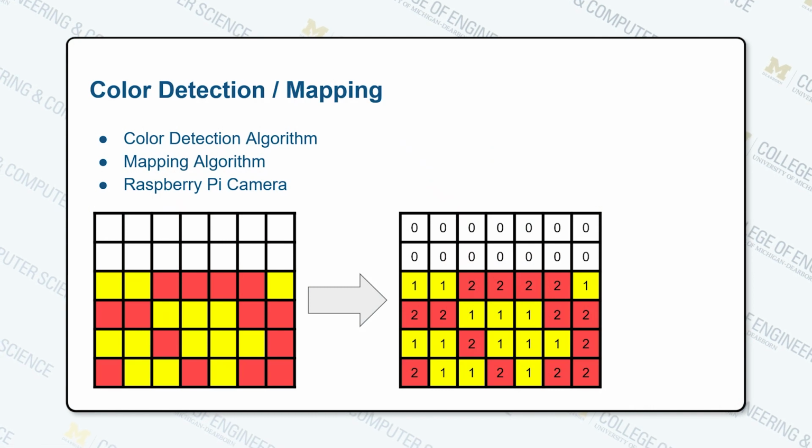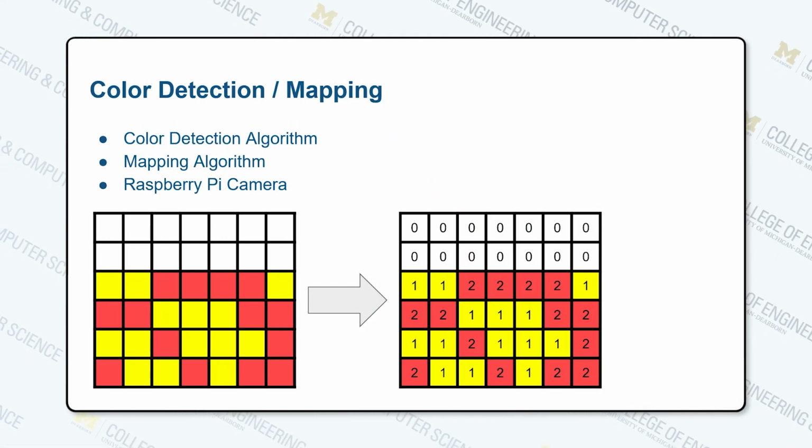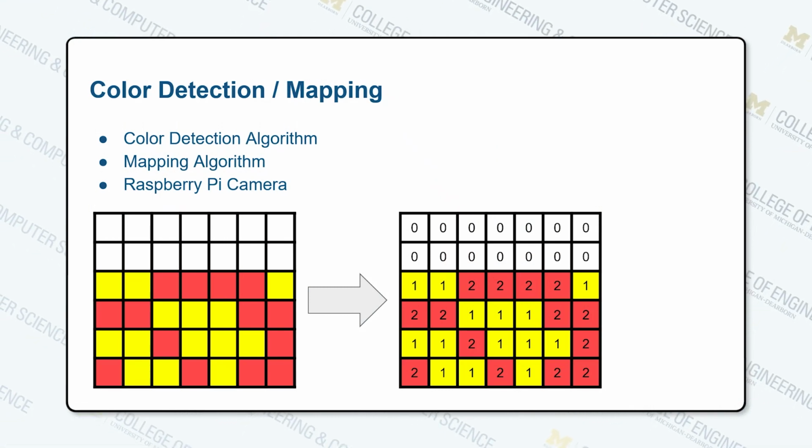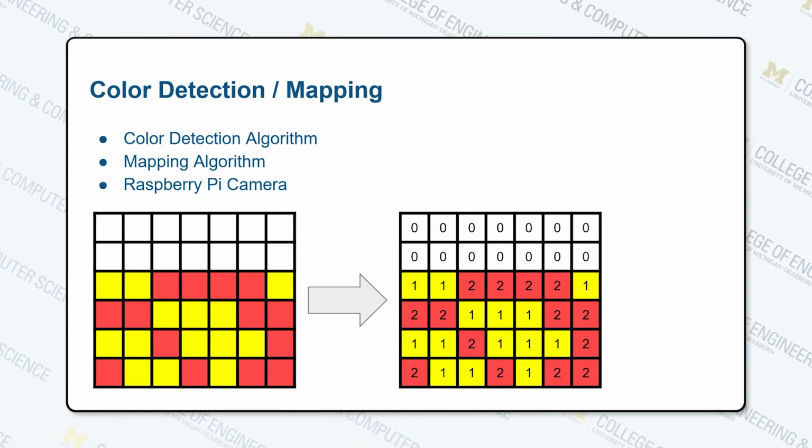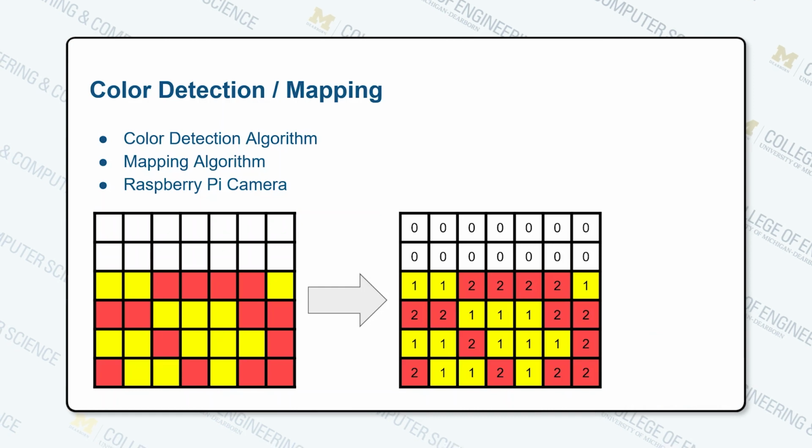The next step was color detection and mapping. A Raspberry Pi camera was used to take a picture of the current state of the board, and it was processed through the color detection algorithm and mapping algorithm. This would then convert it into a 7x6 array in which the game engine could use.